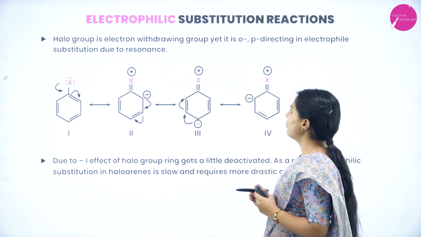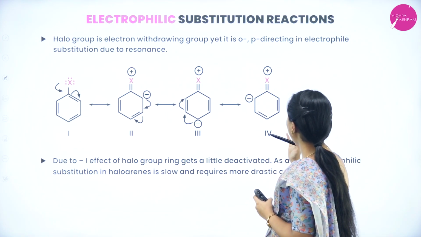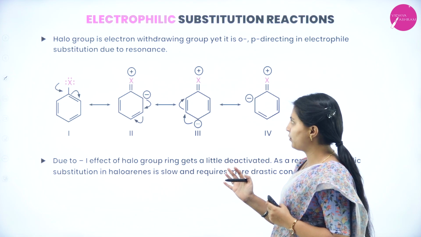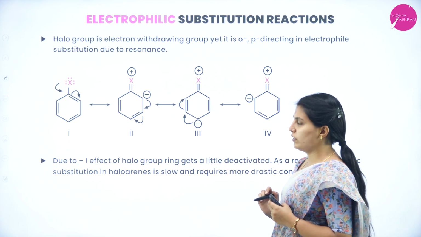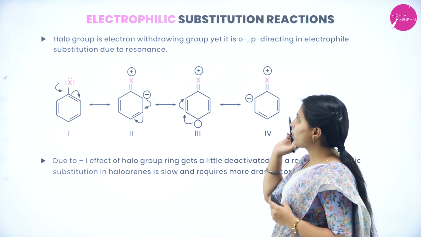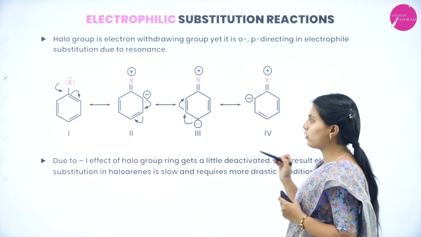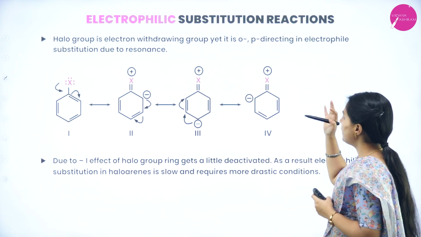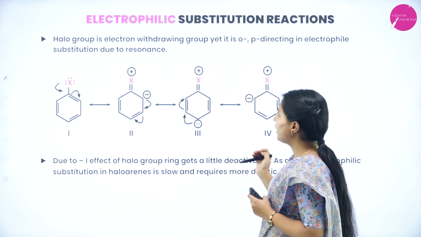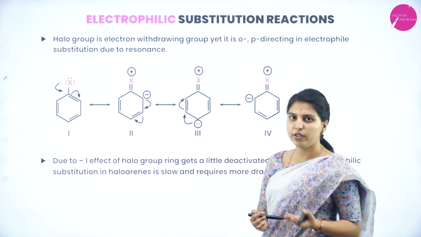Halo group is an electron withdrawing group, yet it is ortho and para directing in electrophilic substitution due to resonance.